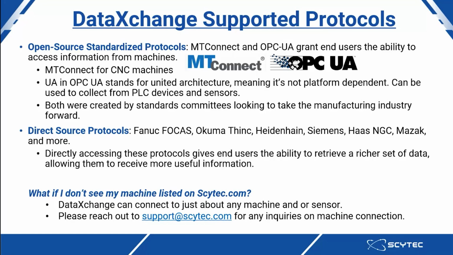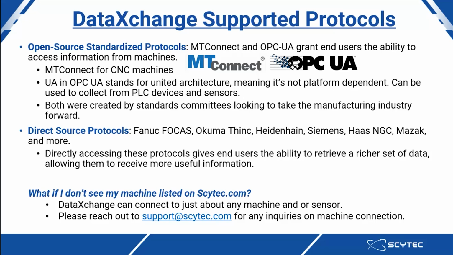MTConnect, as I mentioned earlier, is meant for CNC machines, and the OPC UA platform is more geared towards collecting information off of PLC devices as well as sensors. And OPC UA stands for Open Platform Communications Unified Architecture. And that unified architecture is important, meaning that it's not platform dependent.